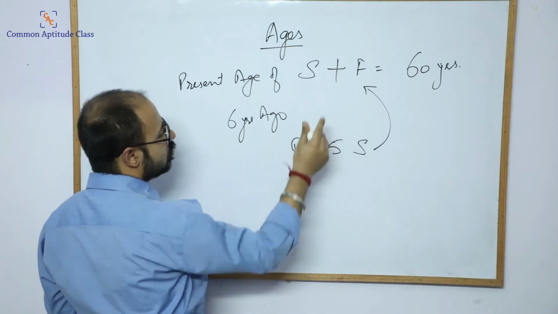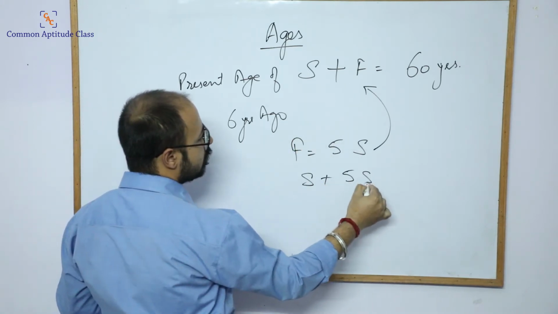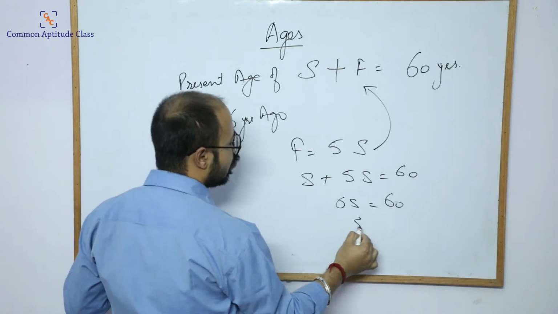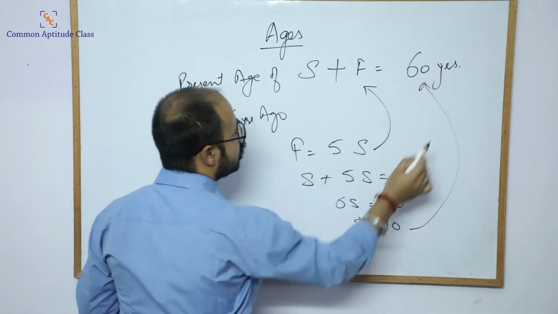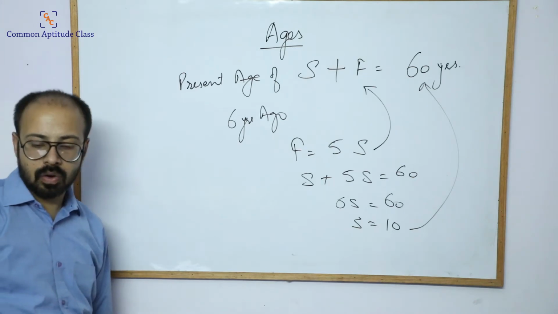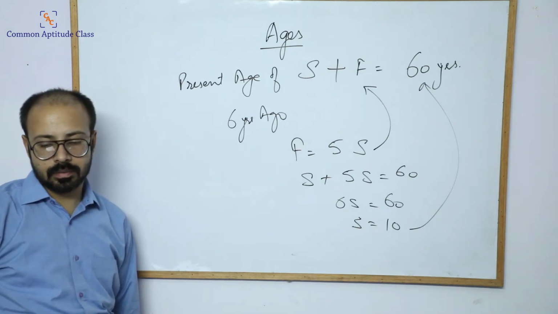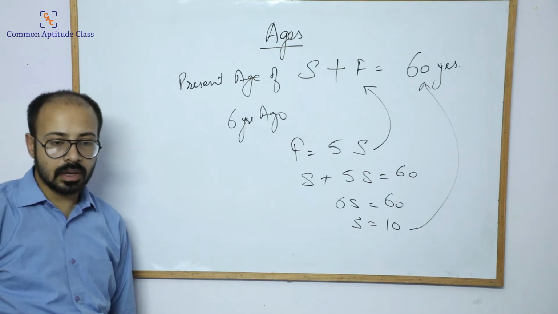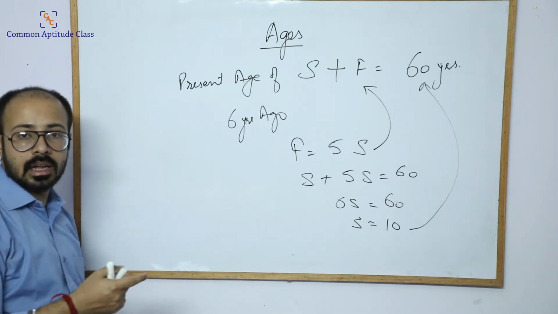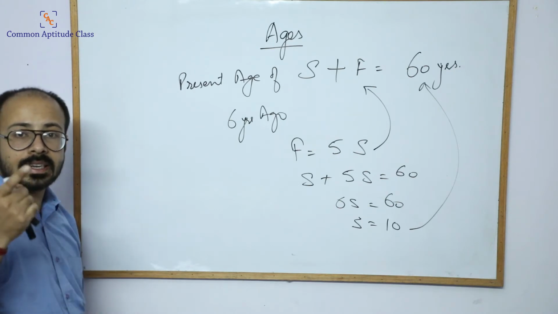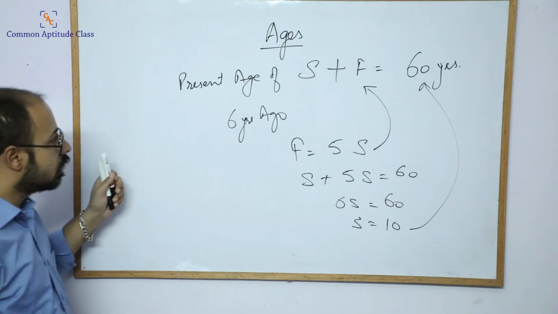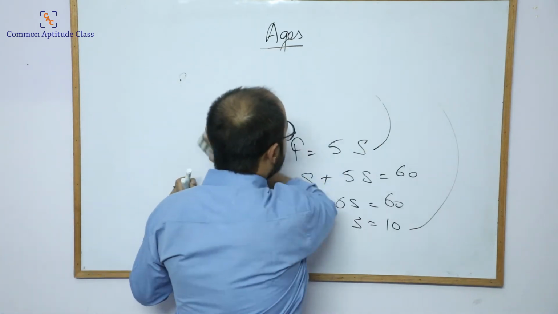Father is equal to 5s. So s plus 5s is equal to 60. 6s is equal to 60. s is equal to 10. That is the present age. This is the basic thing to do. Is it clear? There are many things to be taken care of, that what ratio they have given, of present or for the past.